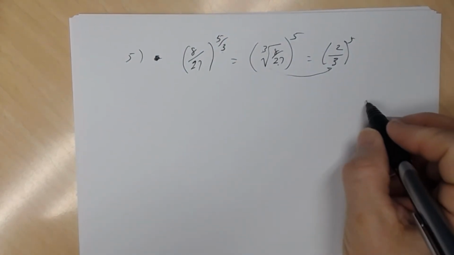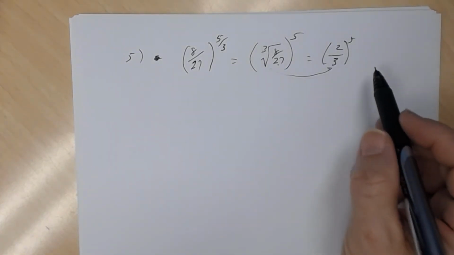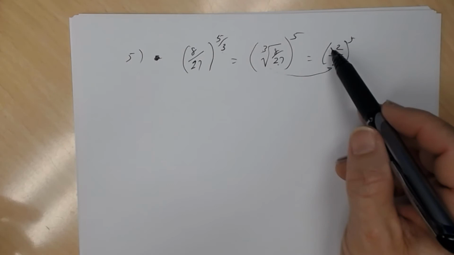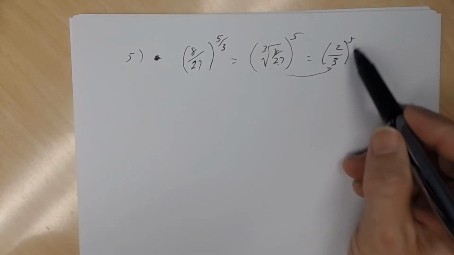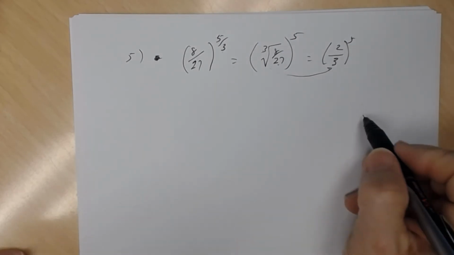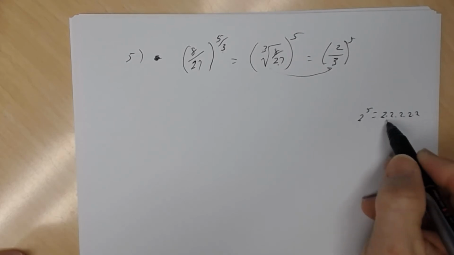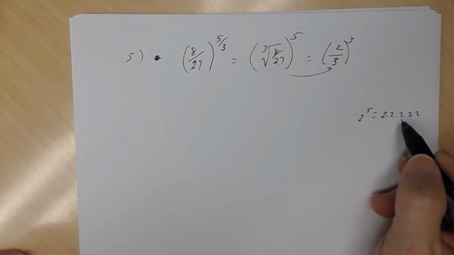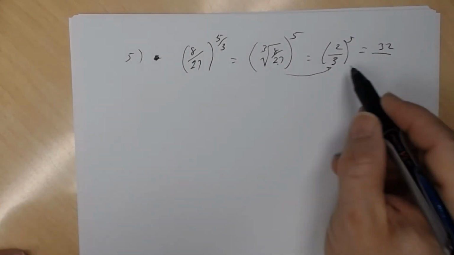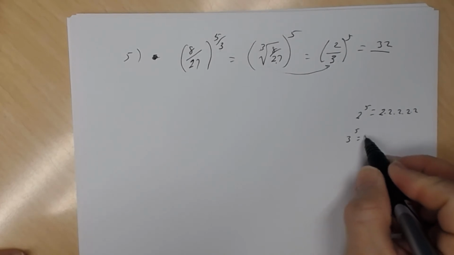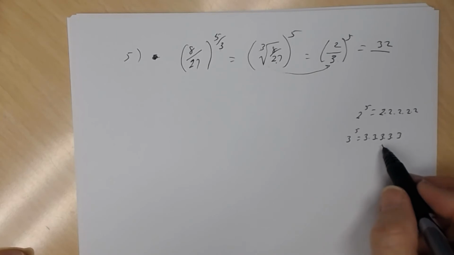Well, remember, 2/3 to the 5th power means 2/3 times itself 5 times. So basically, from last semester, you just take the numerator, raise it to the 5th power, and then take the denominator, raise it to the 5th power. So 2 to the 5th means 2 times 2 times 2 times 2 times 2. So 2 times 2 is 4, 4 times 2 is 8, 8 times 2 is 16, 16 times 2 is 32. So that's the numerator. The denominator, 3 to the 5th, means 3 times 3 times 3 times 3 times 3.